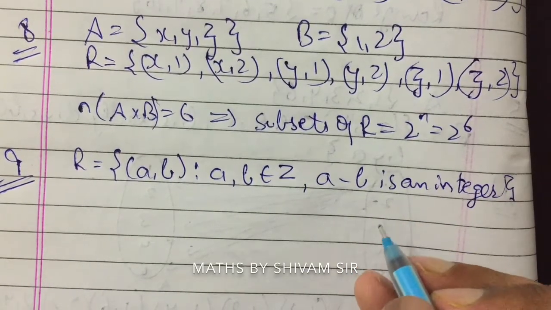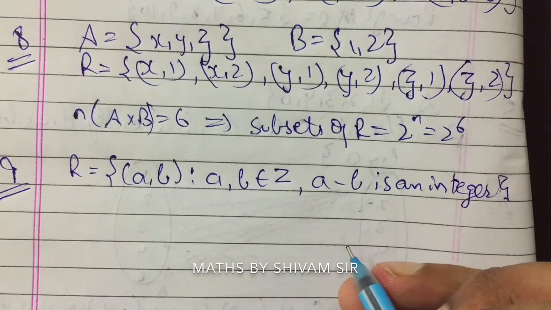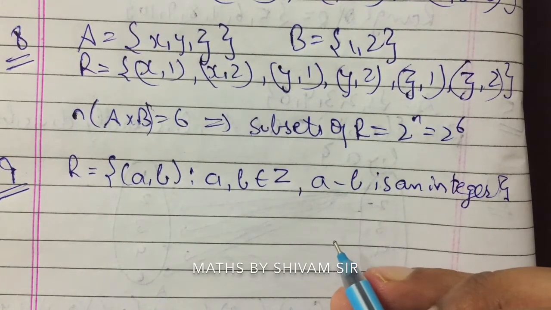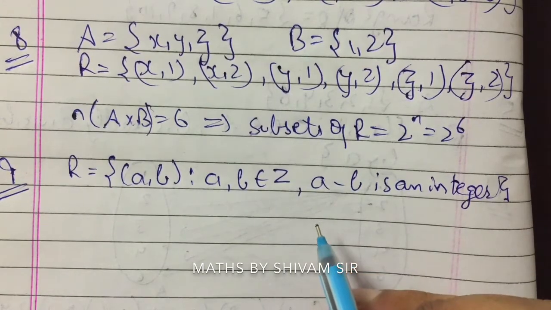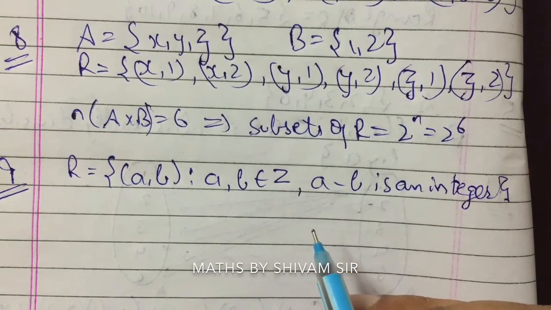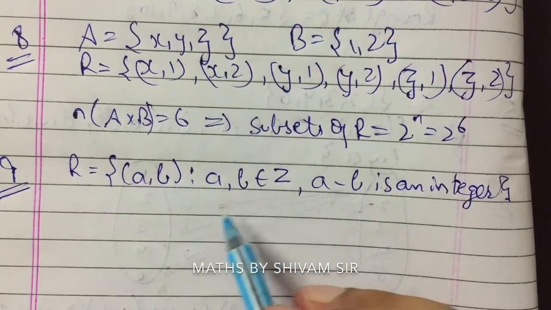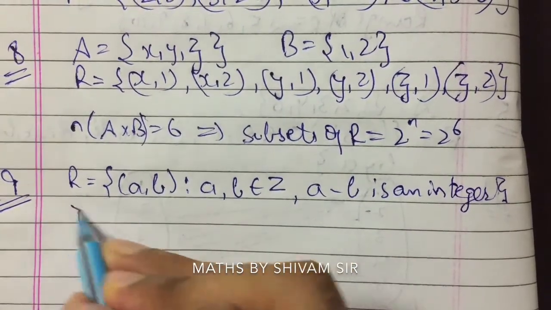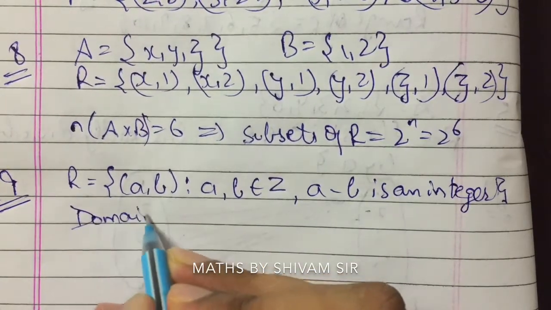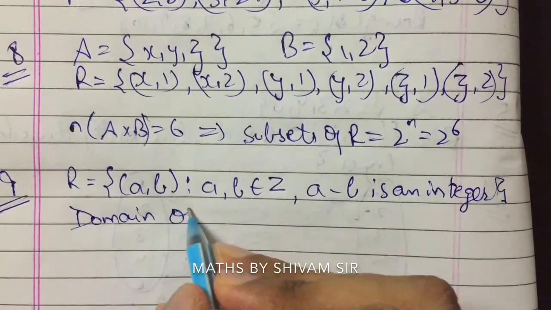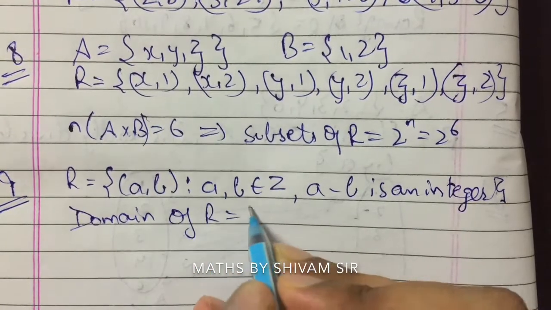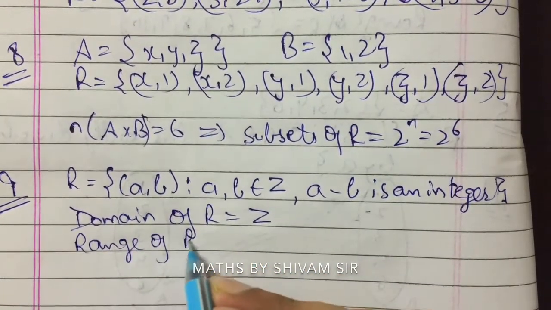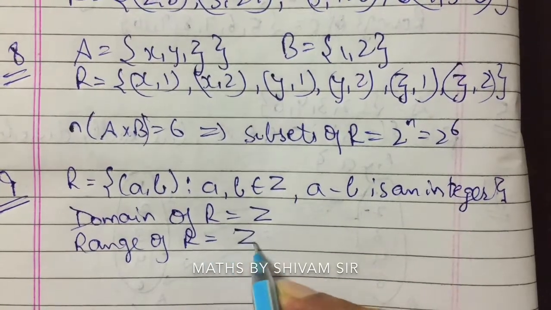So we have to define our relationship. What do we have to find out? Find the domain and range of R. Obviously it is known that the difference between two integers is always an integer, right? If a and b both are integers, their difference will be an integer only. So the domain of R will be the integers Z, and the range of R will also be the integers Z.